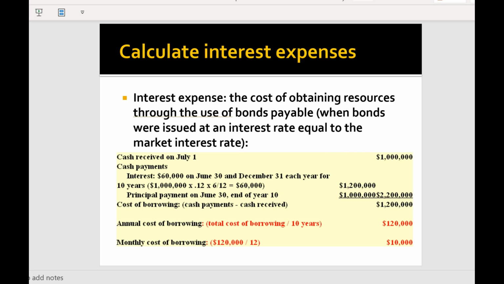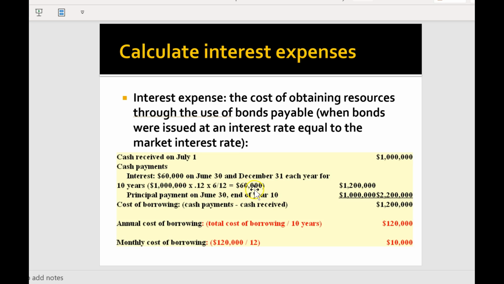Now let's talk about how we calculate interest expense. Let me talk about how much we have to pay for the interest. So we borrow $1 million from the investors. We issue a $1 million bond. The annual rate is 12%. So 1 million multiplied by 12% is how much we need to pay every year. But the company is paying every 6 months. So every 6 months, basically it's half, right? 6 over 12 is half. We are paying half a year of interest.